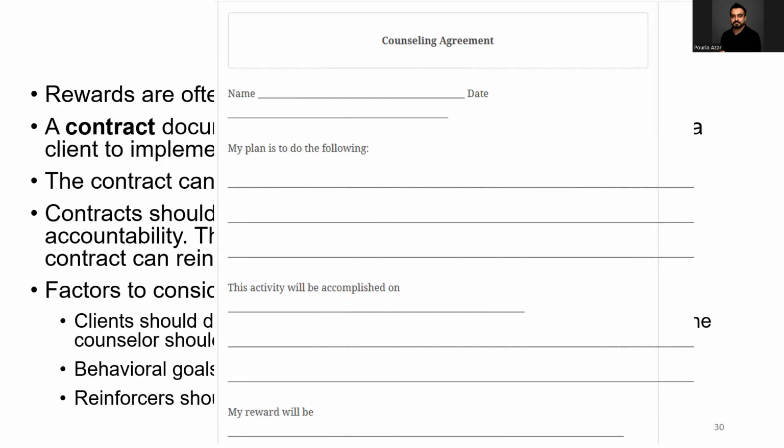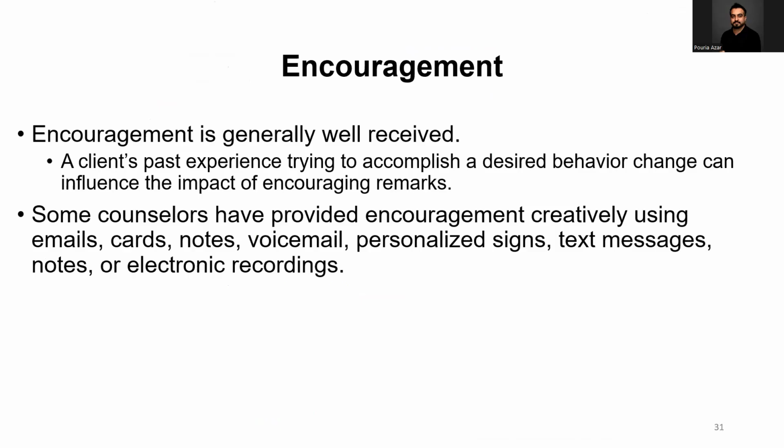This is an example of a counseling agreement. So we have the name at the top, and we have the date, and then we have "my plan is to do the following. This activity will be accomplished on, and then my reward will be," and also we can add punishment to the contract if the client needs other types of reinforcers.